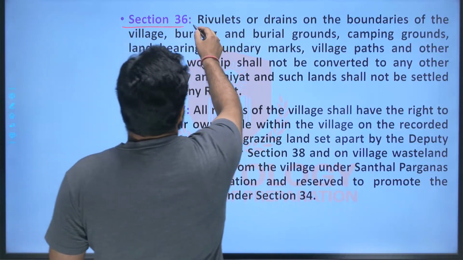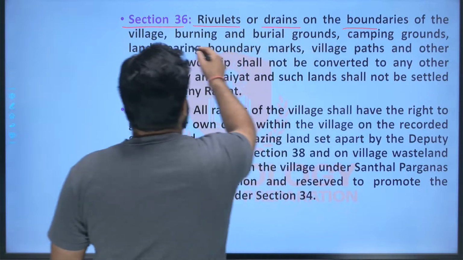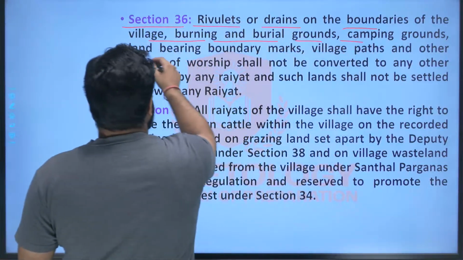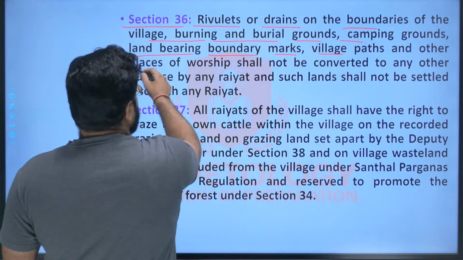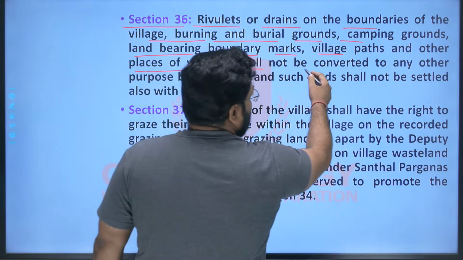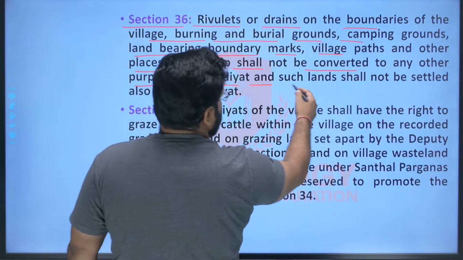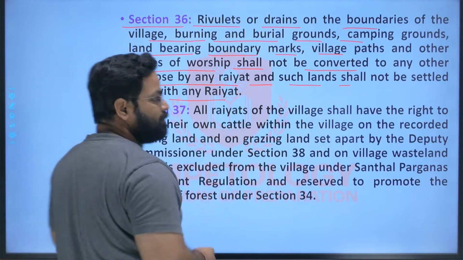Now, the next section is section 36. Here it says that the rivulets or the drains on the boundaries of the village, burning and burial grounds, camping grounds, land bearing the boundary marks, village paths, and the other places of worship shall not be converted to any other purpose by any Rayyat. Such lands shall not be settled also with any of the Rayyat.